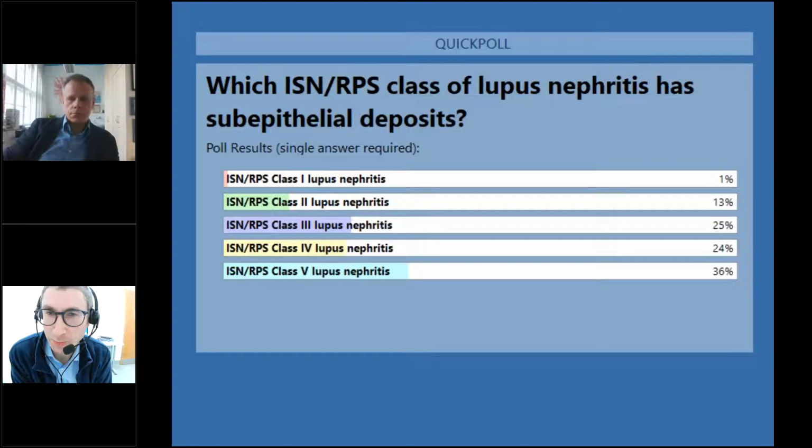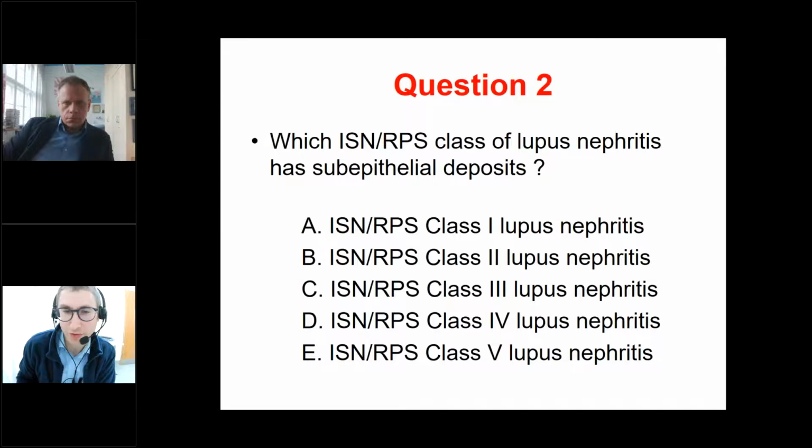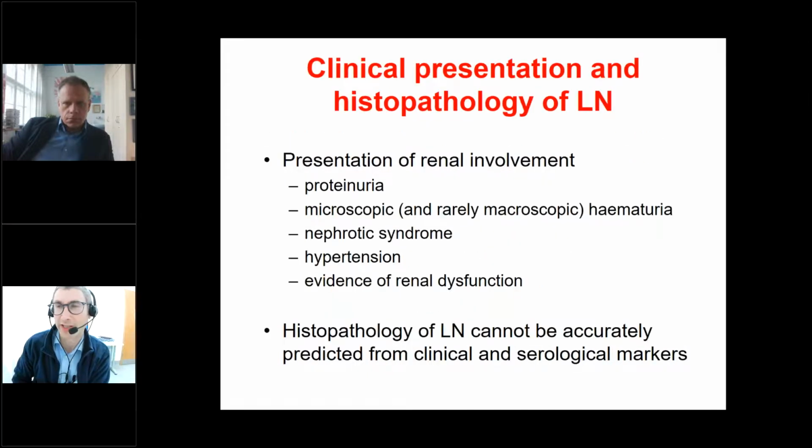So 36% of our listeners said class 5 lupus nephritis. And then 24% went for class 4, 25% for class 3, 13% for class 2, and only 1% for class 1. Okay, so I think it's the majority vote, the 36%, who said E, class 5 lupus nephritis.